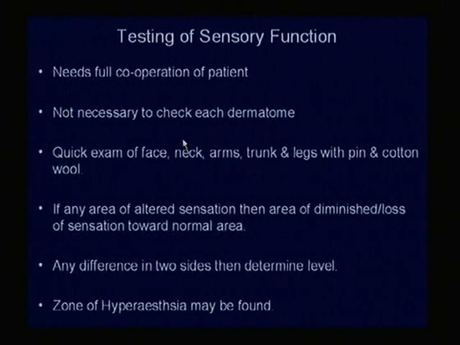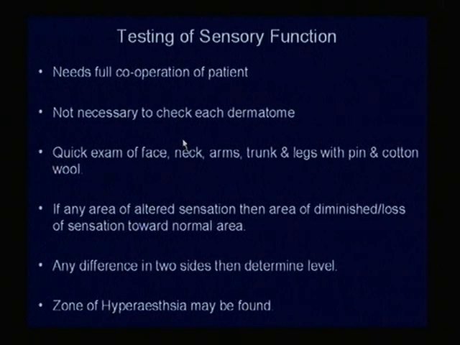Then the testing of sensory function is very important, and it needs the full cooperation of the patient. It is not necessary to check each dermatome, because it is very difficult. The dermatomes overlap each other, so one may not get a full picture, but it is very important that the patient must be very cooperative. Don't confuse the patient, make him at ease, and then do the examination. Do a quick examination of the face, neck, arms, trunk and legs with a pin and cotton. You can find out whether there is any sensory loss.